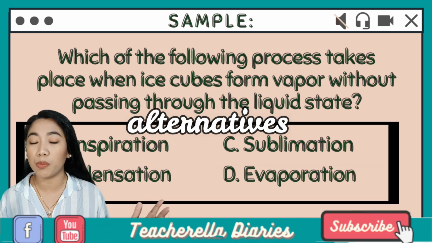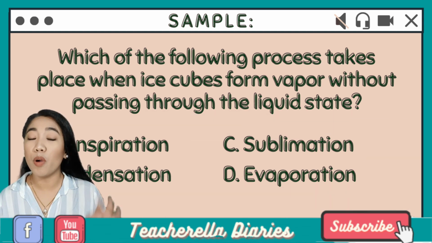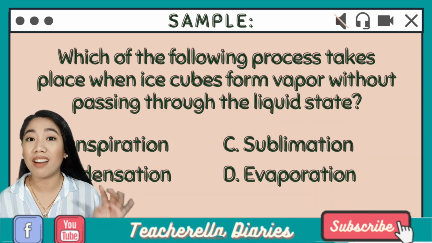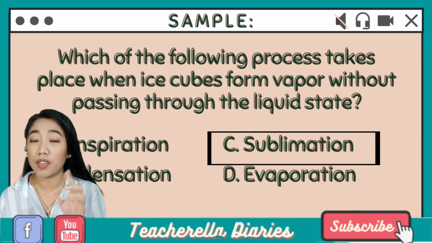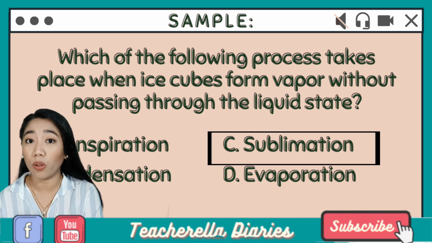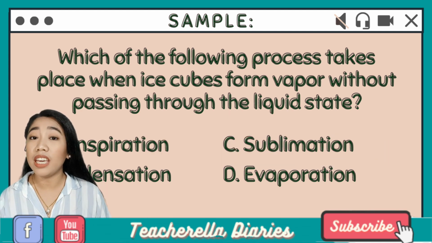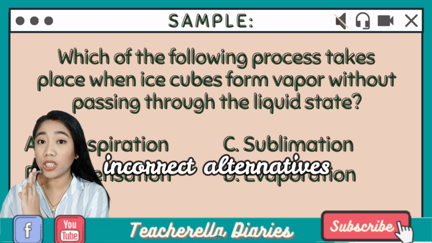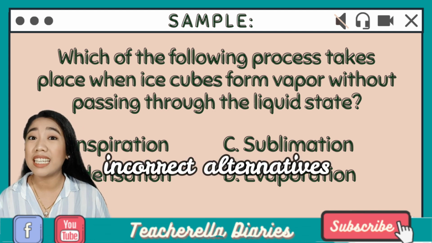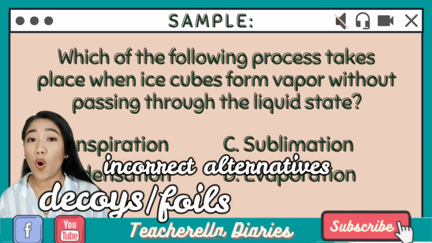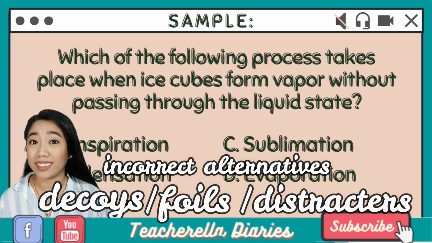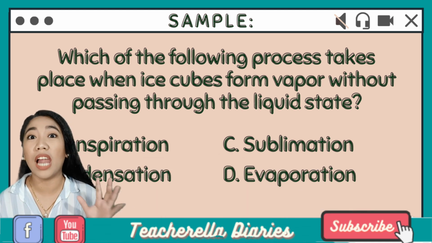So in this item, we have 4 alternatives, or we have 4 choices. Among the 4, we only have 1 answer. So the correct alternative is called the answer. The other 3 alternatives are called decoys, foils, or distractors. In Filipino, panggulo lang, diba?